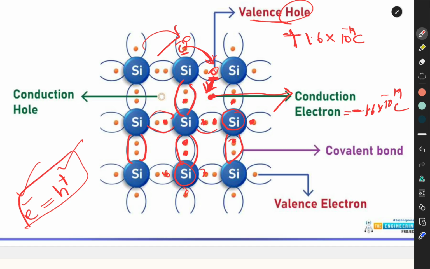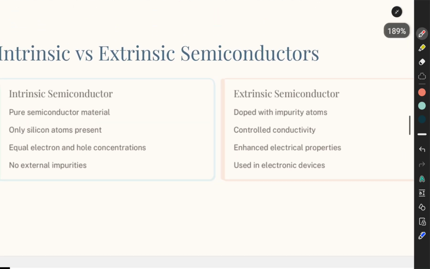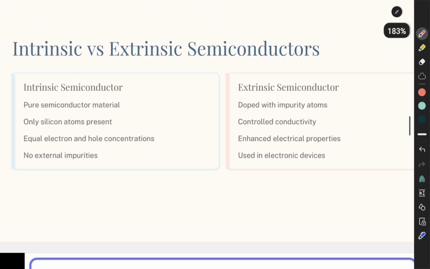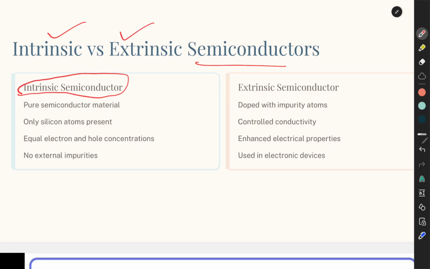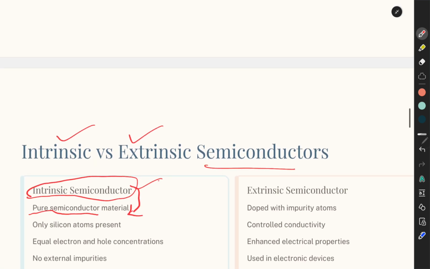Now this semiconductor can again be classified into two types, extrinsic and intrinsic semiconductor. Now what is an intrinsic semiconductor? An intrinsic semiconductor is a pure form of semiconductor where no impurity is added. Now what is impurity? How can that be added? We will see here. So let's first see, a pure semiconductor is called an intrinsic semiconductor. I will show you.